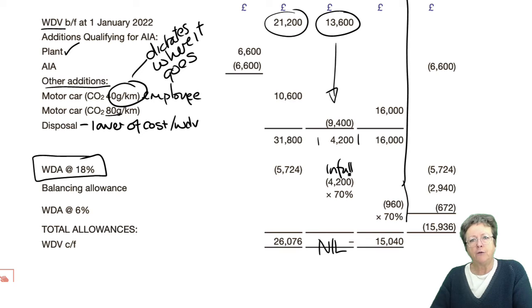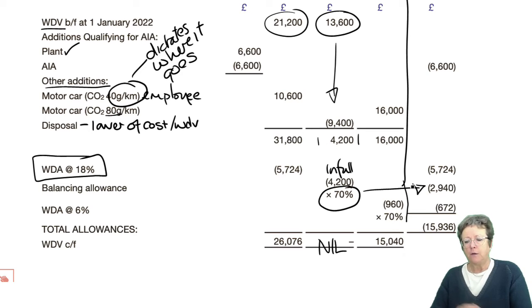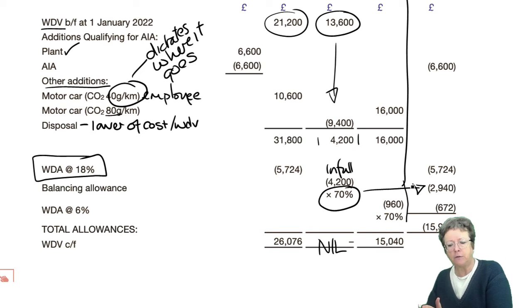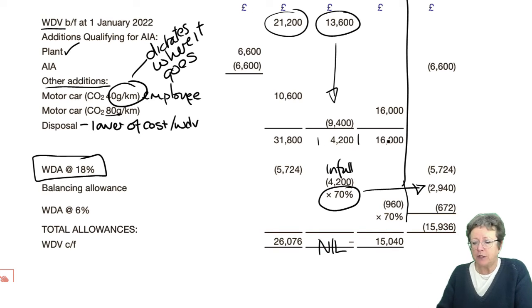Always do it in full in the main body of the computation, but only 70% of it is allowed to be claimed. So 70% of 4,200 is 2,940. The full computation has the full allowance, balancing allowance, written down allowance, but you can only claim 70% of it. And that's the same with the special rate pool.